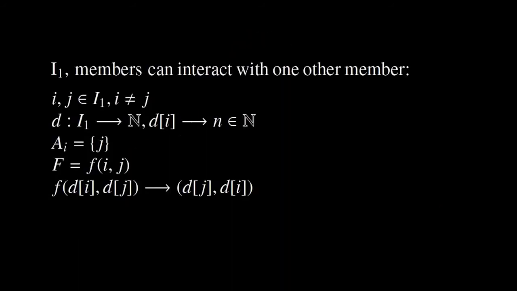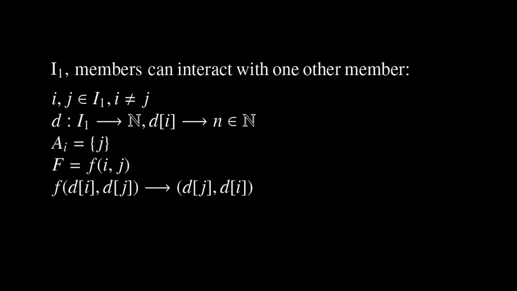We're going to cover 2 examples with computer animations. The first one is just to warm you up, so you can see how simple this really is. In our first super simple example, big I1, the members of the set can interact with one other member. Little i and little j in big I1. Little i is not equal to little j. D is a mapping from big I1 to the natural numbers. A subscript little i is only little j, the one other member it can interact with.